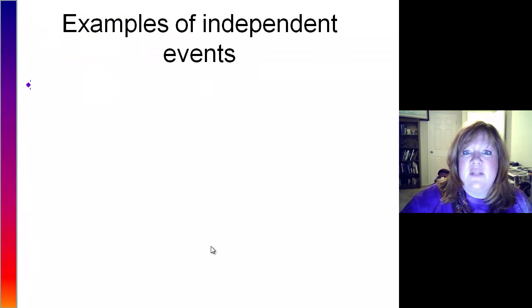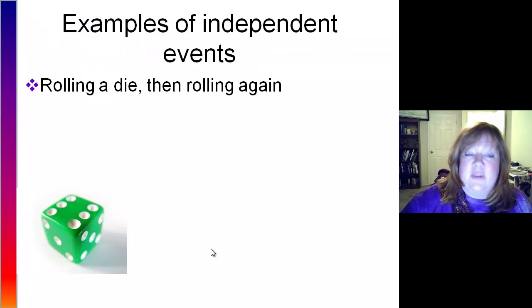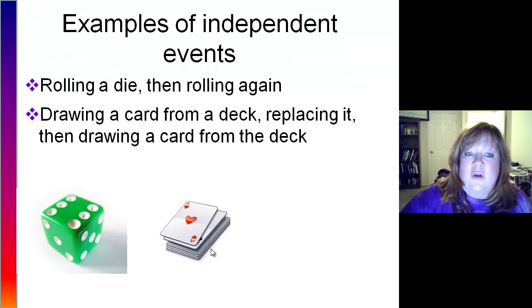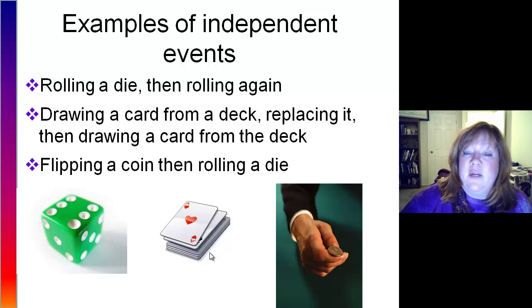So some examples of independent events would be rolling a die, then rolling it again; drawing a card from a deck, replacing it, and then drawing a card from that same deck; and flipping a coin, then rolling a die. You can see that one would not affect the other. One of those probabilities would not affect the other. Now, just to give you a preview, if I drew a card from a deck and then didn't replace it, that would affect the probability of that second one because there'd only be 51 cards to choose from. Just kind of a little foreshadowing.